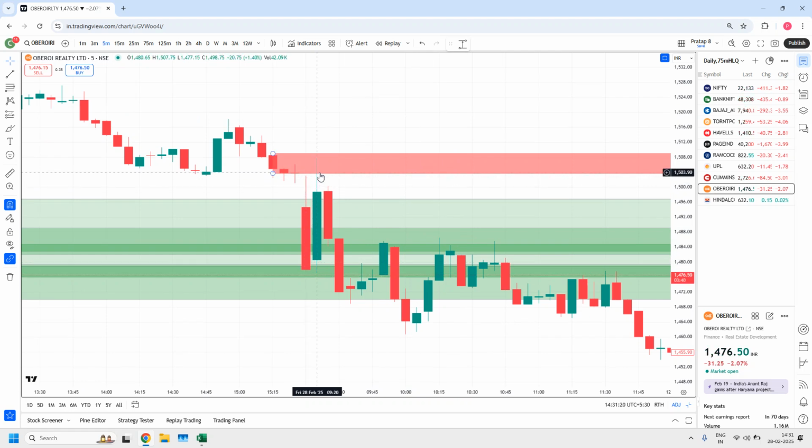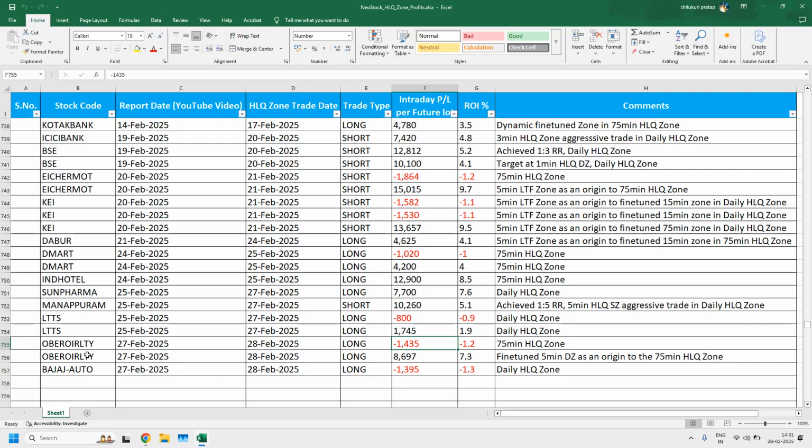And this itself already gave more than 6% ROI. And that too, in just 10 minutes our trade is completed. How much profit has it given? Oberoi Realty has given 8,697 rupees profit, which is 7.3% ROI. In less than 10 minutes, we got 7.3% ROI.